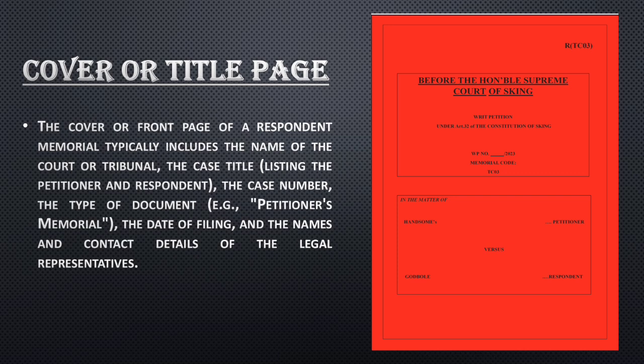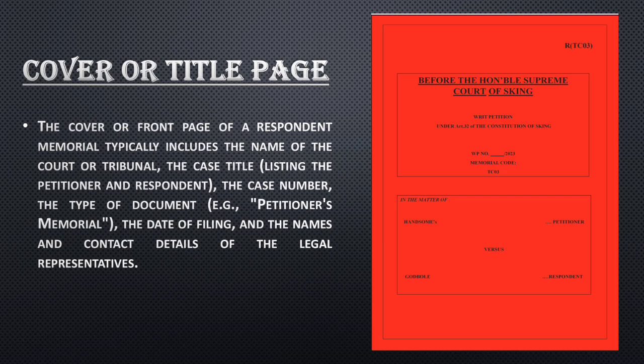The cover or front page of a respondent memorial typically includes the name of the court or tribunal, the case title, the case number, the type of document, the date of filing, and the names and details of the legal representatives. As mentioned, the court name, that is, before the Honorable Supreme Court, then the writ petition, that is the case title, and under which article of the Indian Constitution it has been filed, which is Article 32, then the writ petition number, and the memorial code, TC03.